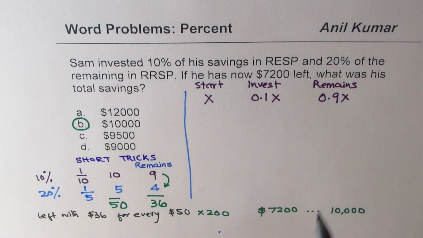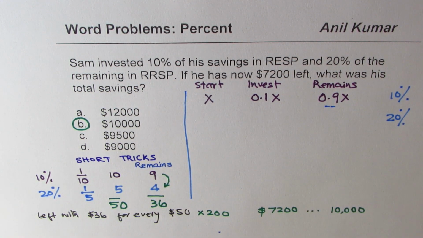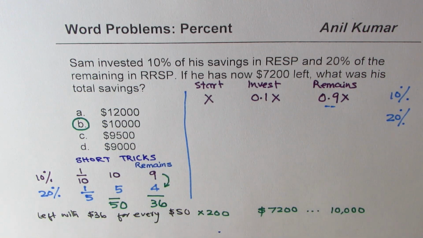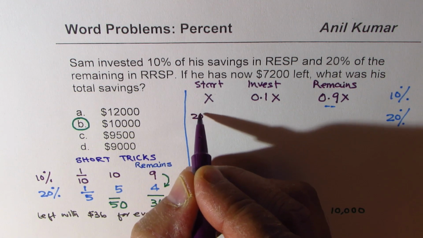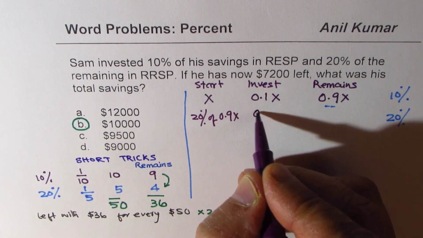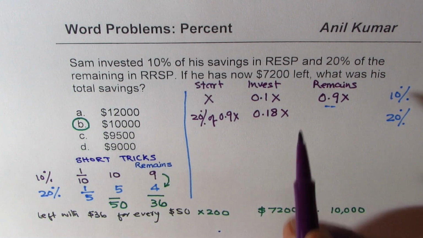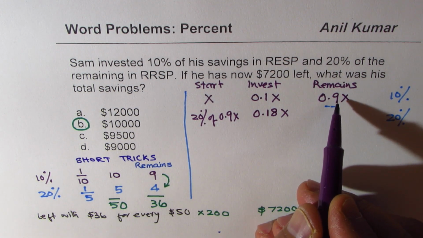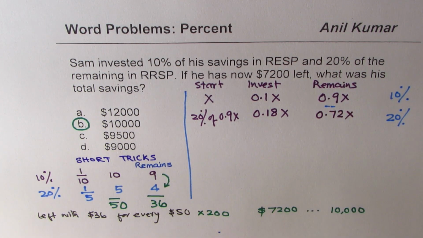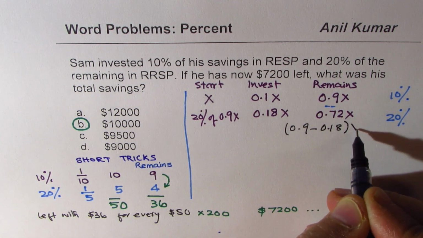Very clear. Perfect. No doubt about it. Since this was for 10%, now we have to do 20% on the remaining portion. So 20% of 0.9 will be how much? You have to multiply this by 2. So again, when you invest 20% of what remains, which is 0.9x, you get 0.18x, right? 0.2 times 0.9. Now if you have invested that much from 0.9, what remains is 0.72x. That is to say, you will do 0.9 minus 0.18, right, to get this value.